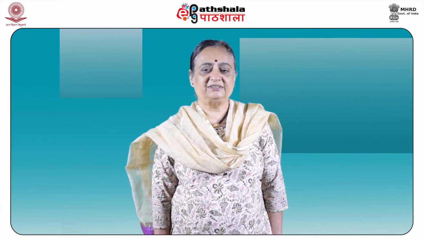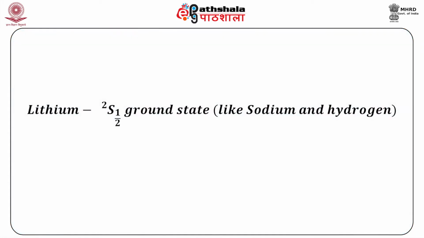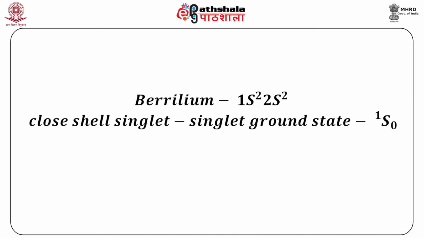Now, we will take some more examples of second row elements. Lithium is the first one, and like sodium and hydrogen, it has a 2S1/2 ground state because you have a single unpaired electron, it is a doublet state. This electron is in an s orbital, so it is an S state, and the subscript is 1/2 because L is equal to 0, so J is equal to S, which is equal to 1/2. And beryllium is 1s2 2s2, so it has a closed shell singlet because both the 2s electrons are paired, so it is also a singlet ground state and it is 1S0.